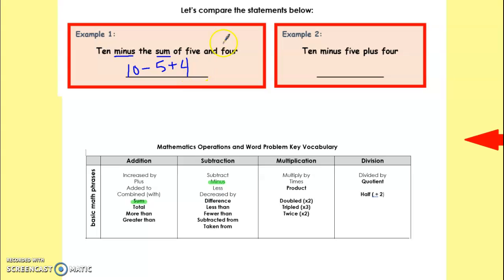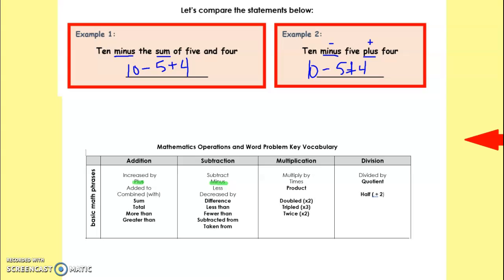If I look at example 2, I've got some different keywords. But again, you can reference your chart if you need to. Minus is the same here, which we know means subtract. And then plus, if we look on our keyword chart, is over here under addition. So very similar setup, right? We have the word plus, which means addition, and minus, which means to subtract. So I would say 10 minus 5 plus 4. Kind of even written a little bit more traditionally how we would say it. Looking at those expressions, they're exactly the same.